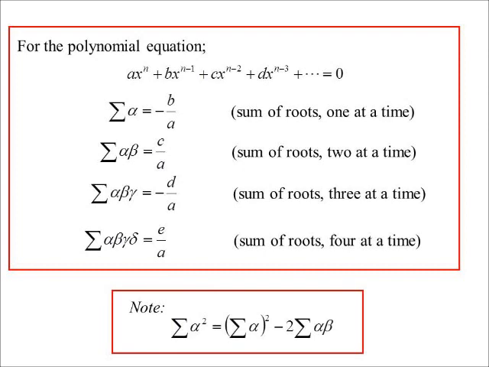Now, you might remember back in the quadratics, there was a standard question where they like to say, what was alpha squared plus beta squared? And we rewrote it and we said, well, alpha squared plus beta squared, that's alpha plus beta all squared minus 2 alpha beta. That pattern also remains for all polynomials. So if I want to find the sum of the roots one at a time squared, that will always be the sum of the roots one at a time all squared minus 2 times the sum of the roots 2 at a time. It doesn't matter what the degree of the polynomial is, that will always be true.